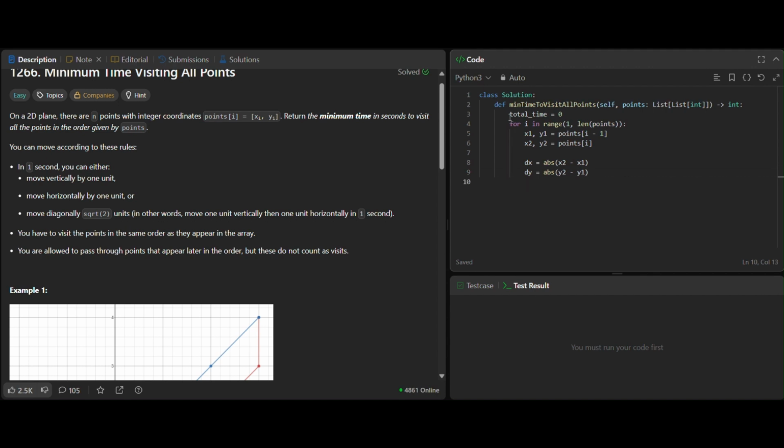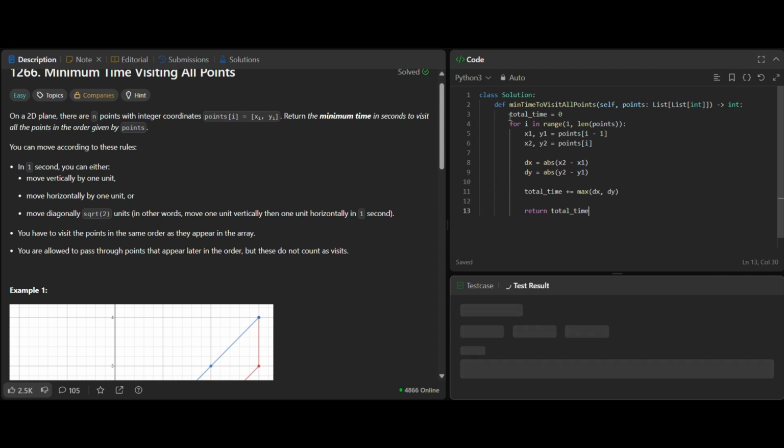Finally, let's consider some edge cases. If there is only one point, the answer is simply 0, since there's nowhere to move. If points have negative coordinates, that's handled naturally by the absolute value function, so no extra work is needed. Let's recap. This problem reduces to computing distances between consecutive points. The key formula is the maximum of the absolute difference in x and the absolute difference in y. There's no need for simulation, BFS, or dynamic programming.